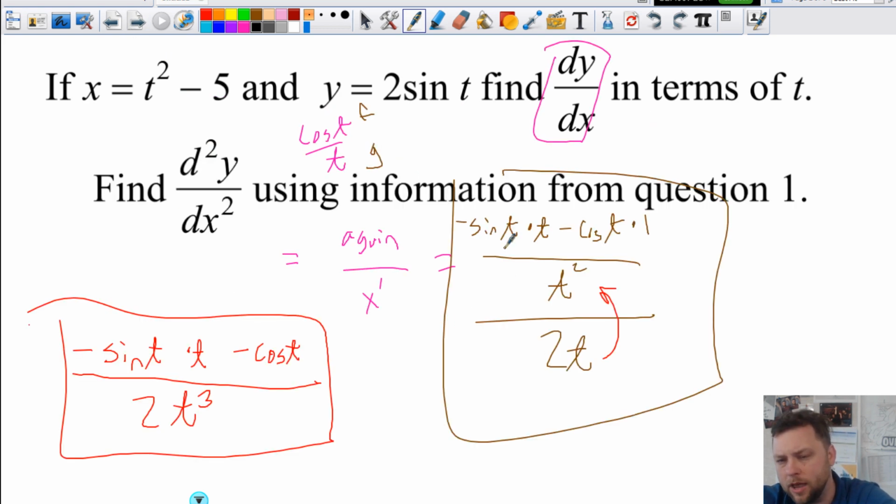Now, this is okay format, but that's gross. So I'm going to put the 2t together, and so I can rewrite it like here: negative sine of t times t minus cosine of t, over 2t cubed. All right, that's the cleanest looking answer.